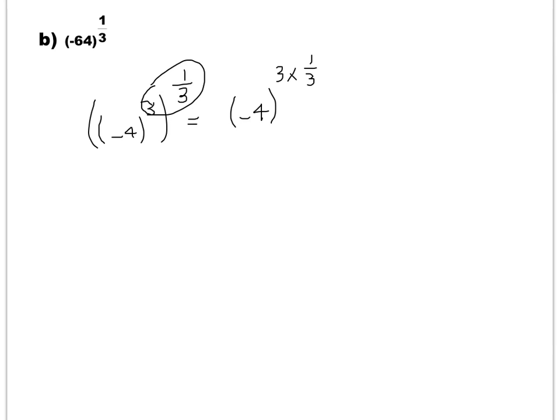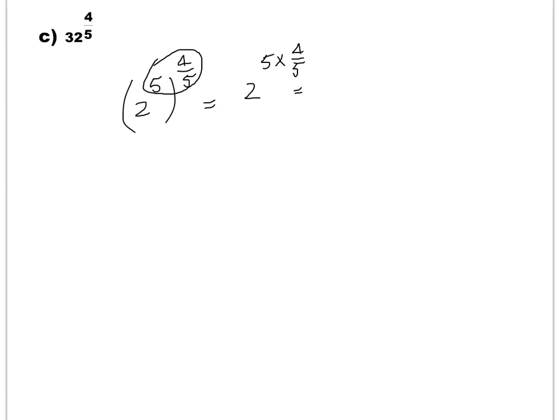In this example, I have to find the cube root of negative 64. I can write negative 64 really as negative 4 exponent 3, and then we also have exponent 1 over 3. Now, when you have power to power, you multiply the exponents. So I'm going to get negative 4 exponent 3 times 1 over 3, which is going to give me negative 4 exponent 1, which is simply negative 4.